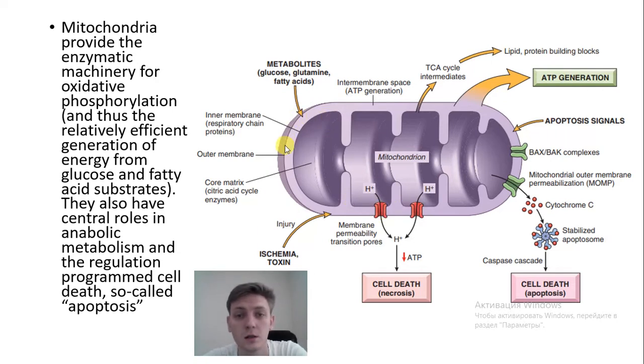Okay, and we have the inner membrane. The inner membrane is highly invaginated. The surface area of the inner membrane is much larger than that of the outer membrane. Here it's shown as small projections inside the matrix, the mitochondrial matrix, also known as the core matrix.